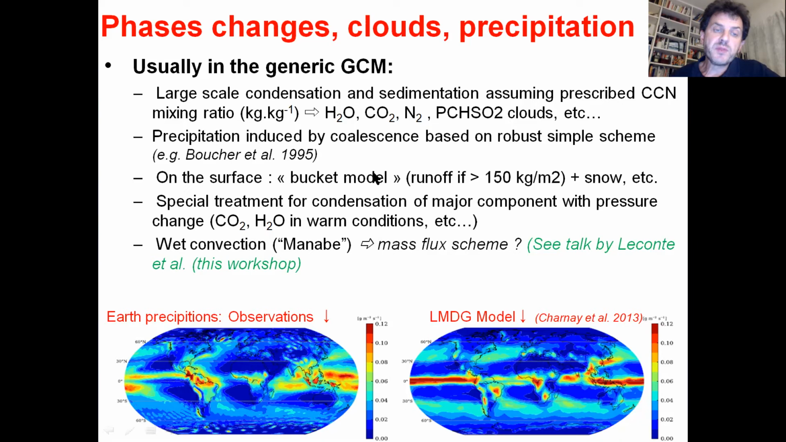In the LMDG GCM, something very special we've been developing is a special treatment for the condensation of major components that can induce pressure change. For instance, if you have a CO2 atmosphere and it condenses, then you change the pressure. The problem is the same in very warm conditions, if you have water vapor condensing or subliming, then it becomes a major component. It can be a little tricky. This has been developed and programmed, and is described in the Leconte et al. paper some years ago. A big problem is the convection, especially when you have wet convection.